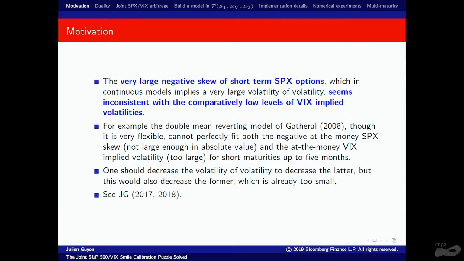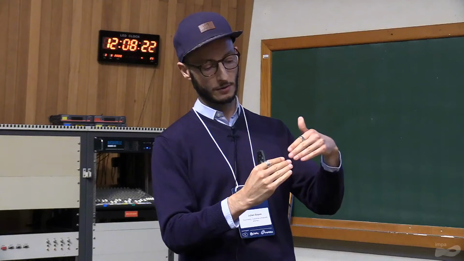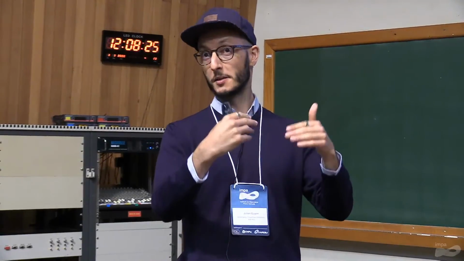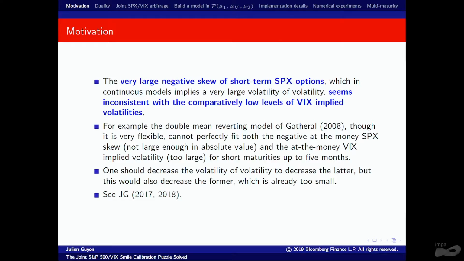And actually, for instance, if you take the double mean reverting model that was suggested by Gatheral, Jim Gatheral was one of the first to investigate this joint calibration issue, actually you see that if you want to be well calibrated to the VIX options, then you will not have enough skew in the S&P. Okay? And if you're well calibrated to the skew on the S&P, the vol of VIX options is too large in your model. So you will want to decrease the vol of vol, but then you will decrease the skew of the S&P that's already too small. Okay? So you see this competition, because you have one handle, which is the vol of vol, that controls two different things, and it's hard to be consistent with both.